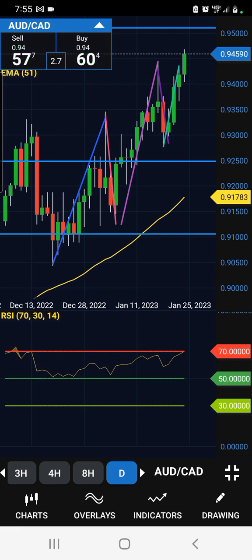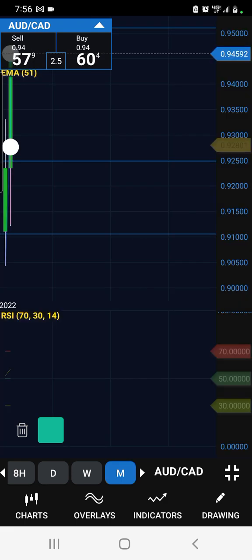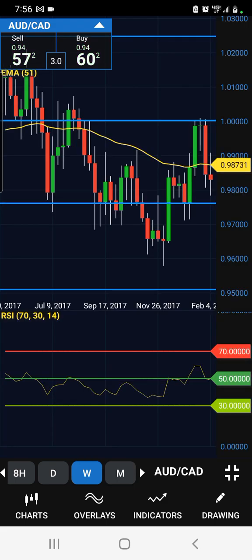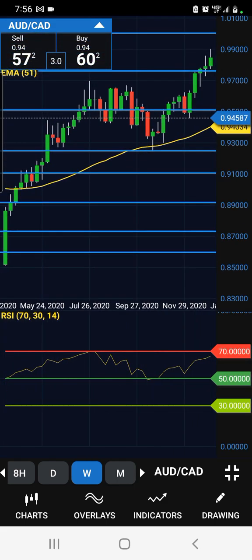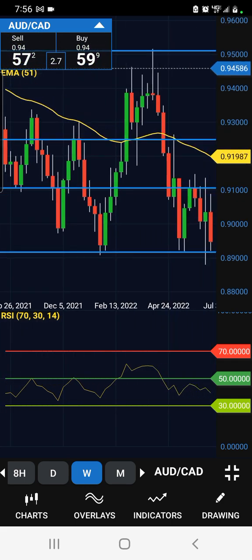Whenever I log into my account and I choose a currency pair that I want to look at to trade, I plot my support and resistance lines either on the monthly time frame or the weekly time frame, because the monthly time frame and the weekly time frame holds the most weight.